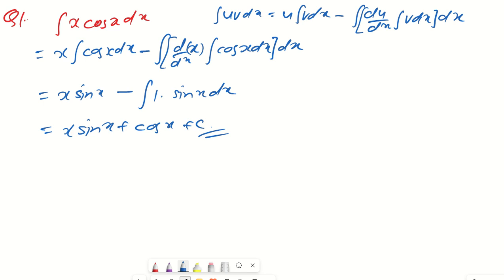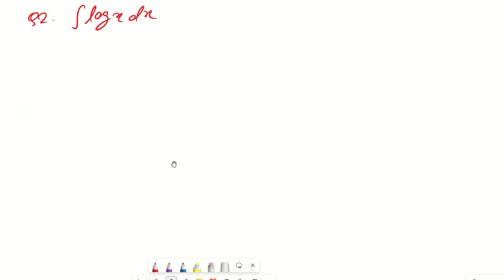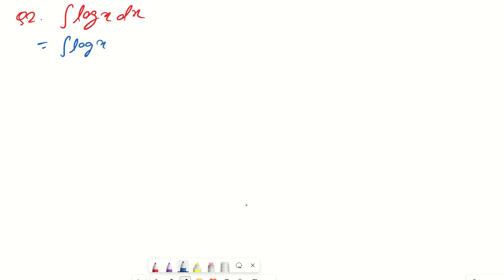Now let us take one more question. So question number 2 can be integration of log x dx. What shall we do? I can do one thing: I can write this as integration of log x into 1 dx. So I am just multiplying by one extra.